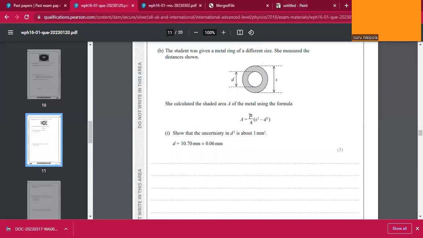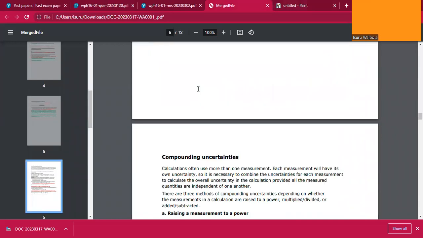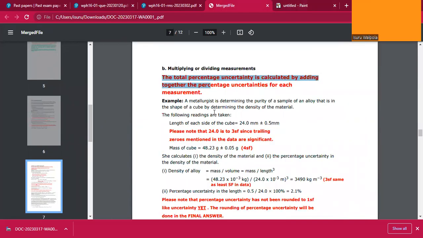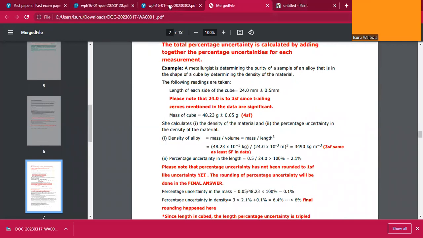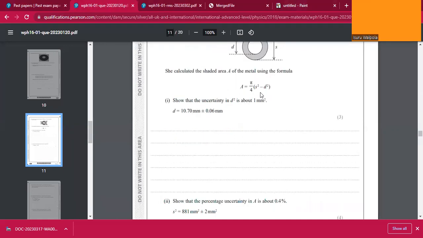Now, we have to look at this formula the way that we looked at the density formula as well, that was over here, where we looked at mass divided by length cubed. Like that, we have to break this down. When you look at it, you can see it's a number multiplying a bracket containing a subtraction. Inside the subtraction, there are these multiplication terms. So ideally, we would find the uncertainties of S square and D square, because ultimately this is a subtraction, we need to add the two uncertainties, right?